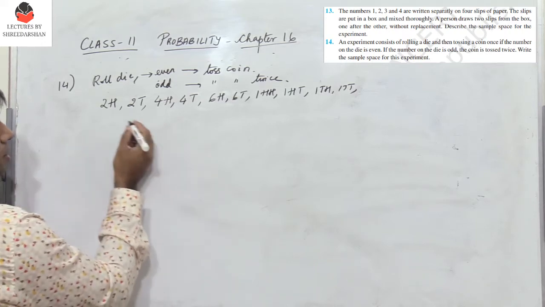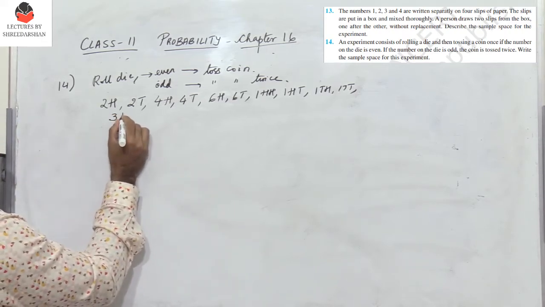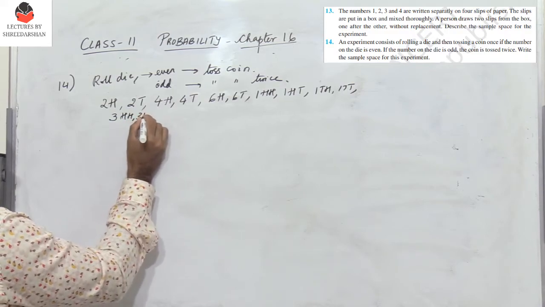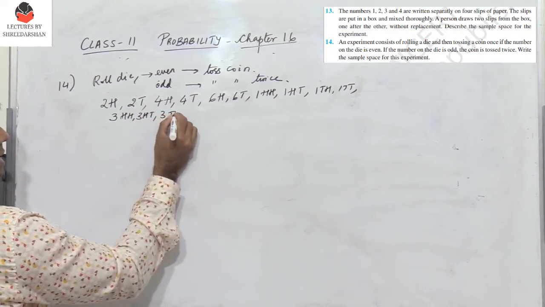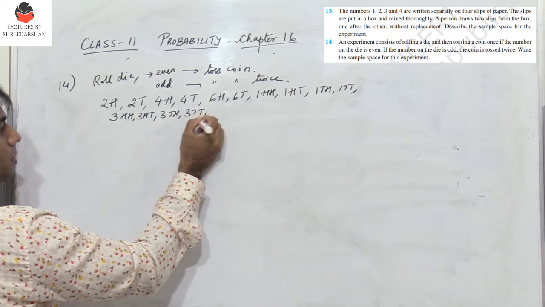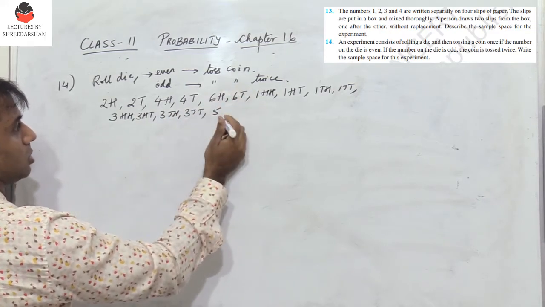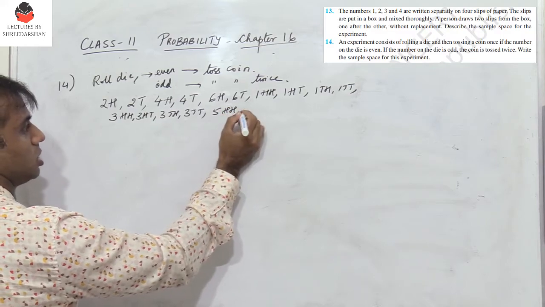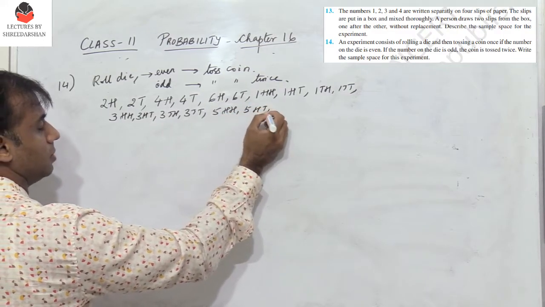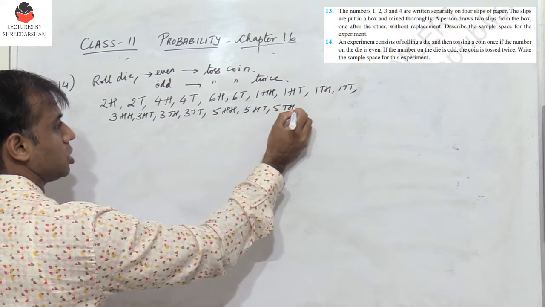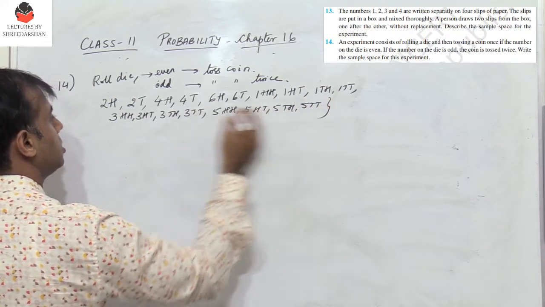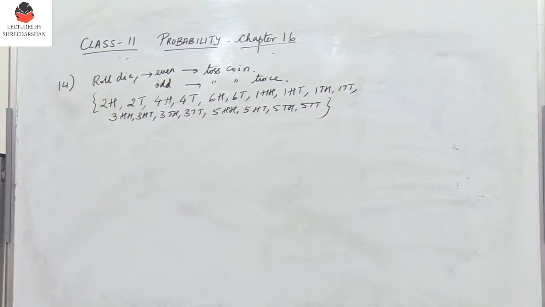Or the next time, if I get the odd number 3, again I would get head, head, 3, HT, 3, TH, 3, TT. Or the first time I get 5, again I toss the coin twice, HH, HT, TH, TT. So this happens to be the sample space for the question 14.